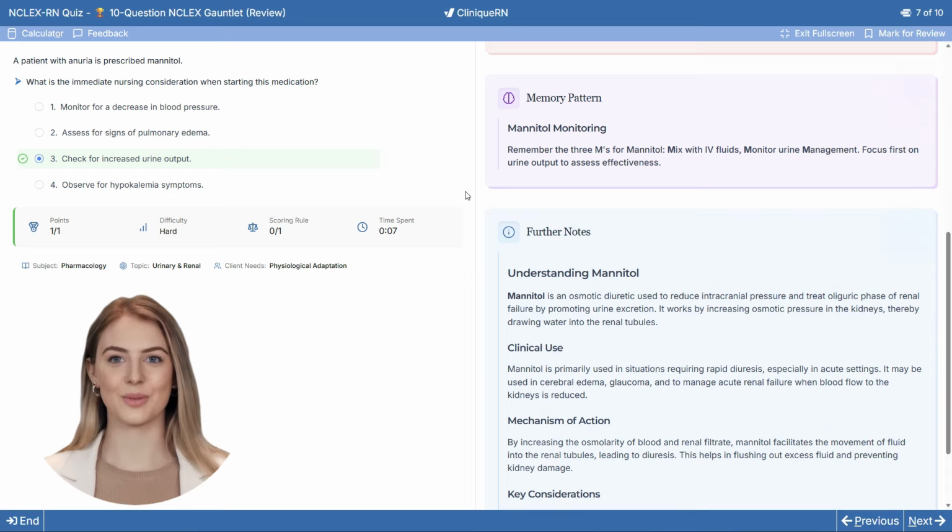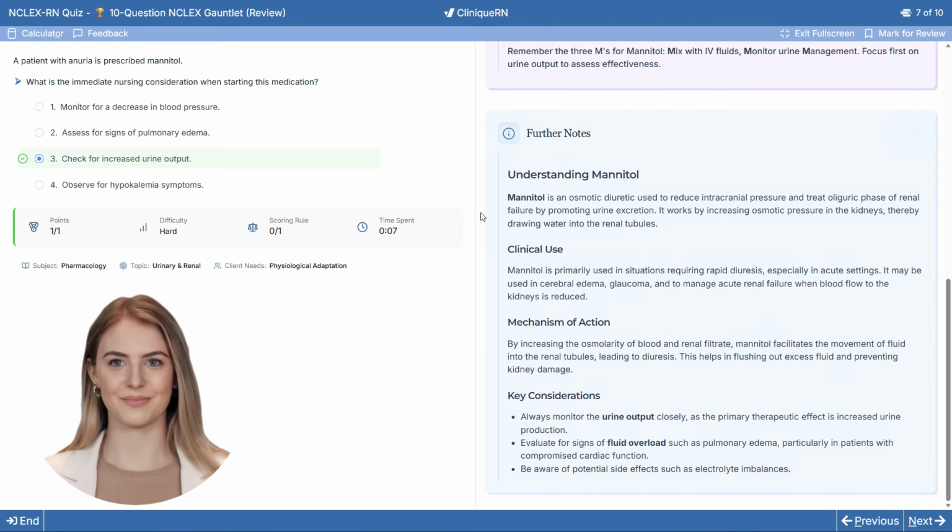Let's quickly go through the others. Blood pressure. Mannitol doesn't drop BP significantly. It's not a vasodilator or antihypertensive. Pulmonary edema. Possible later if the patient already has heart issues, but not your immediate concern when starting therapy. Hypokalemia. Mannitol doesn't cause big electrolyte losses like loop diuretics. It mainly affects fluid shifts, not sodium or potassium transport.